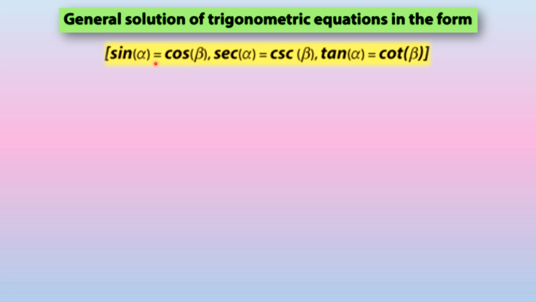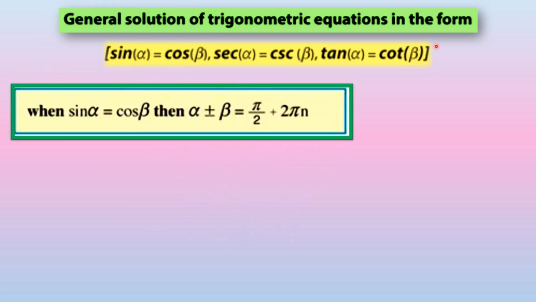Sine of an angle equals cosine of another angle: sine alpha equals cosine theta, sec alpha equals cosec theta, tan alpha equals cotan theta. If these cases occur, then when sine alpha equals cosine theta, alpha positive or negative theta equals pi over 2 plus 2 pi n. Again, that's the rule. We have to study it very well.